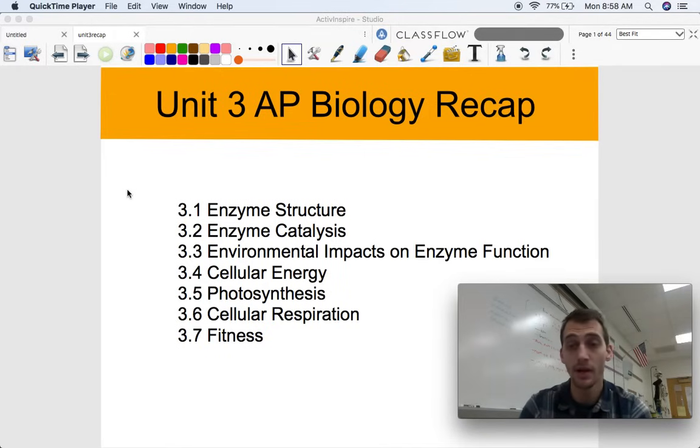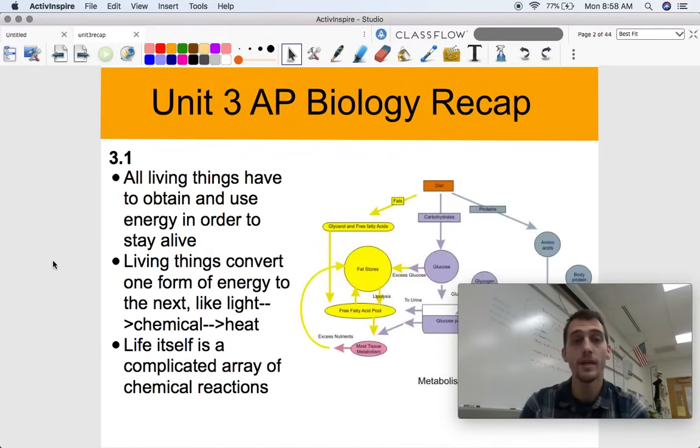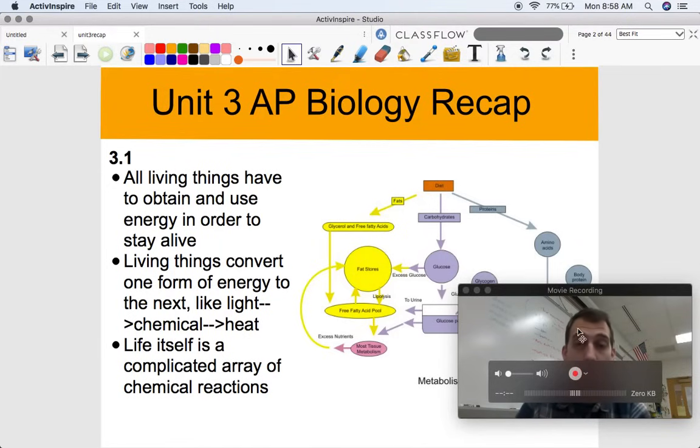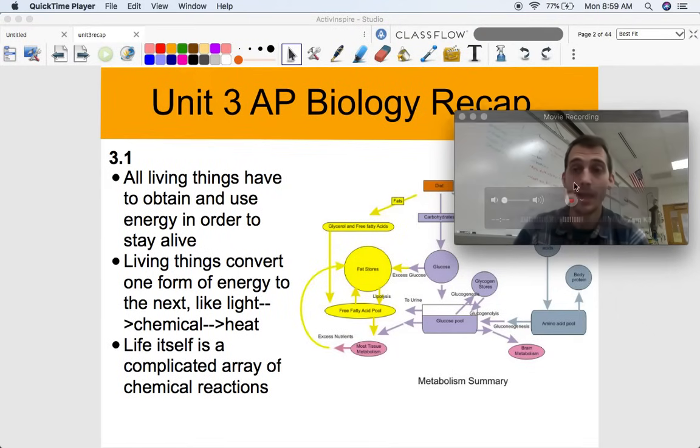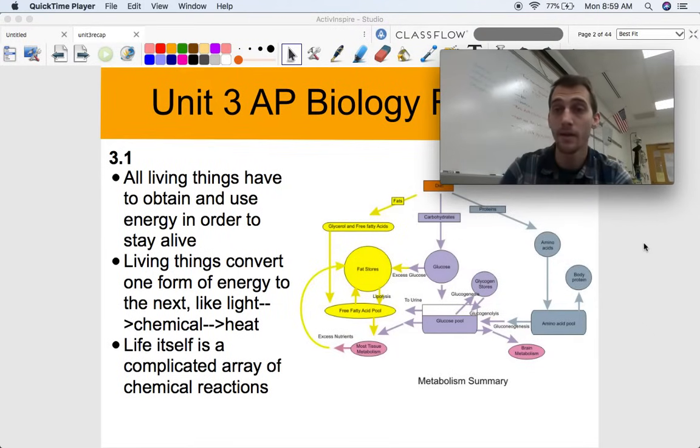All right, so I'm going to try and be brief and just kind of breeze through this, and here we go. 3.1, here's some of the main points. All living things, if you are a living thing, you have to be able to obtain and use energy in order to stay alive. You have to take in more energy than what you put out. That's required of being a living thing. You can't really stay alive if you're not bringing in more energy than what you're using.